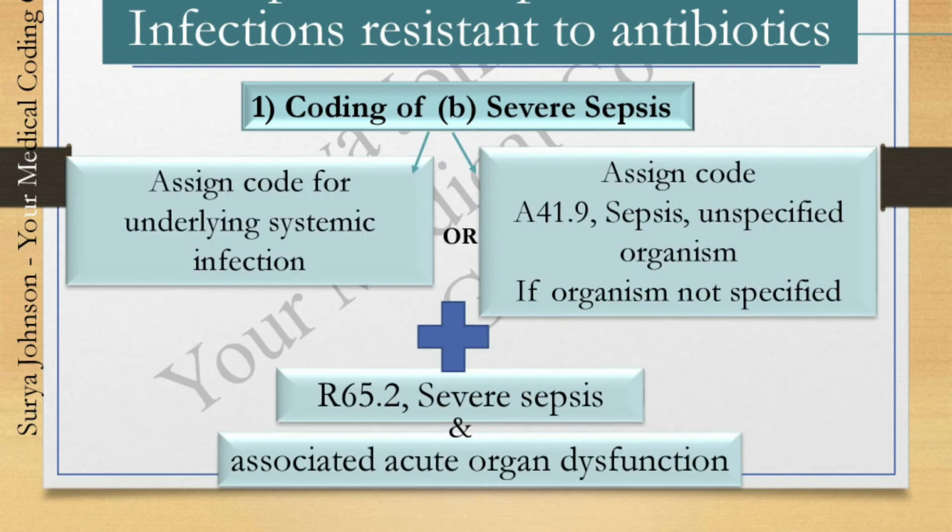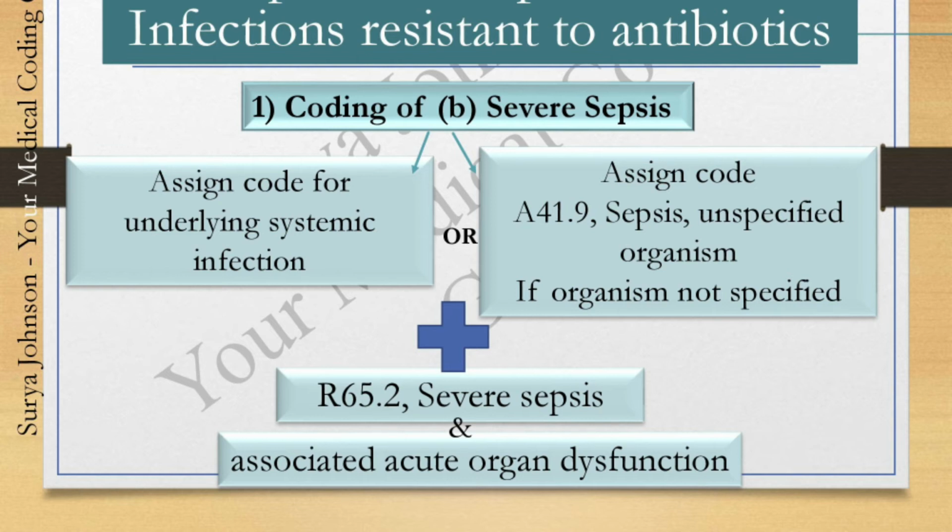The next one is the coding of severe sepsis. Same as with sepsis, you will be assigning the code for the underlying systemic infection if there is a direct diagnosis for that. Otherwise, you will code A41.9, sepsis, unspecified organism, if the organism is not specified. In addition to that, you will code R65.2, severe sepsis, and also the associated acute organ dysfunction, because severe sepsis means there is an organ dysfunction involved.